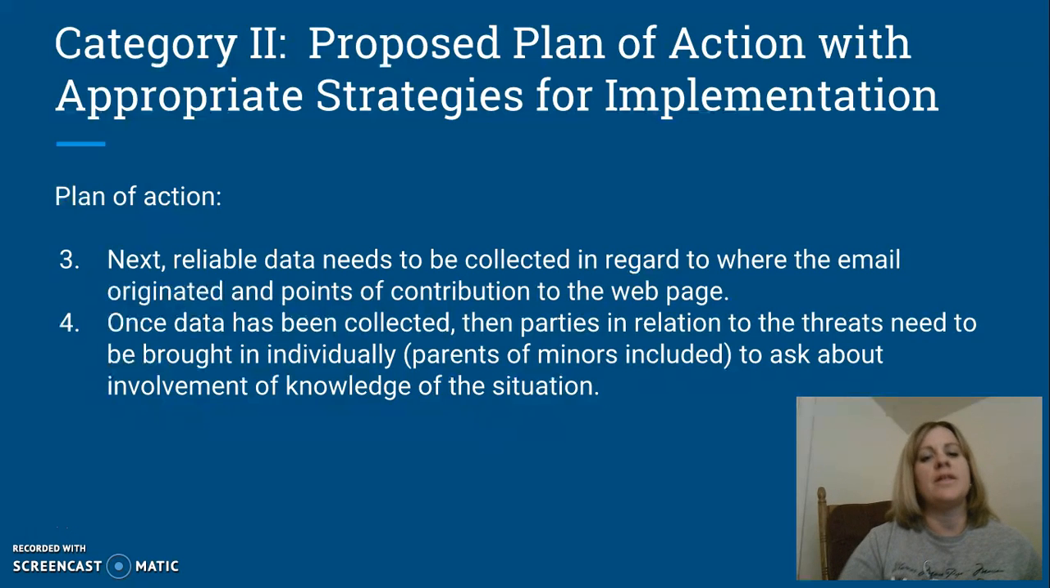So then fourth, once the data has been collected, parties in relation to the threats can be brought in individually. I feel that the parents of the minors need to be included so that they can be asked about their involvement and knowledge of the situation.